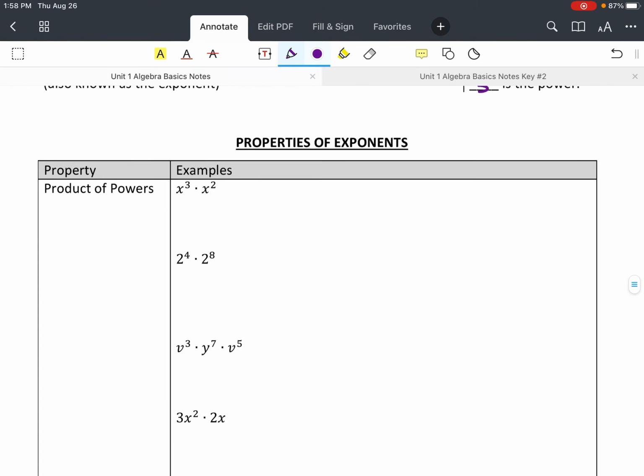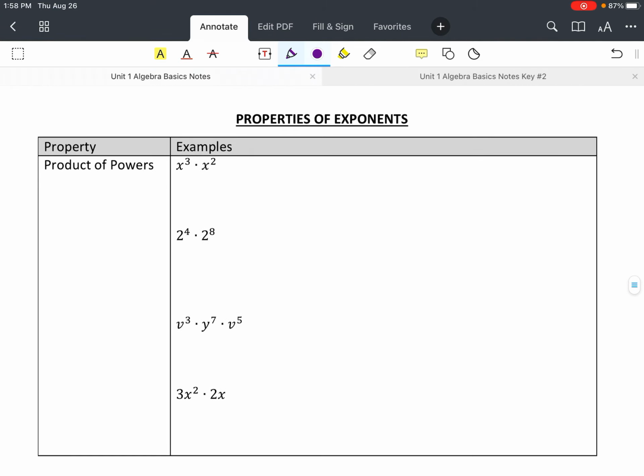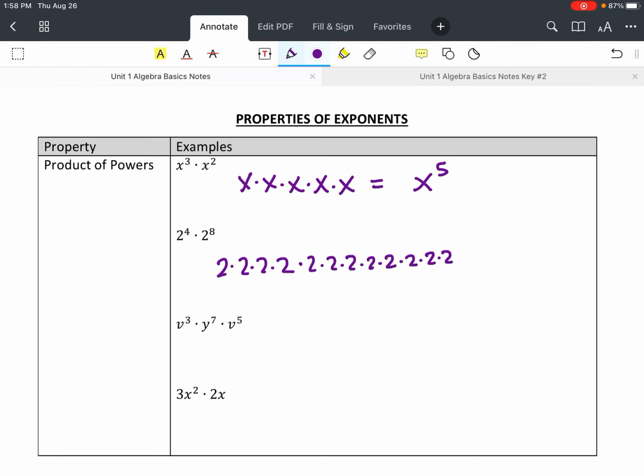The first property of exponents that we are going to discuss today is a product of powers. In this first example, we have x cubed, which is x times x times x, times x squared, which is x times x. Now you should notice that we have 5 x's being multiplied, and we can write that as x to the 5th. In our next example, we have 2 times 2 times 2 times 2, or 2 to the 4th, and then 2 times 2 times 2 times 2 times 2 times 2 times 2 times 2, or 2 to the 8th. When we multiply that all together, we have 2 to the 12th.